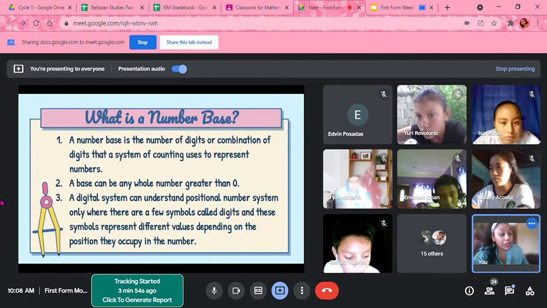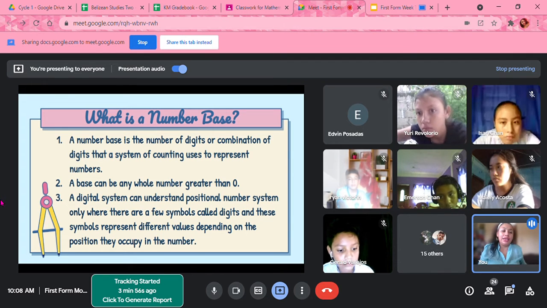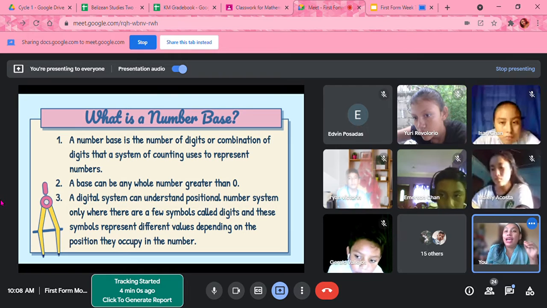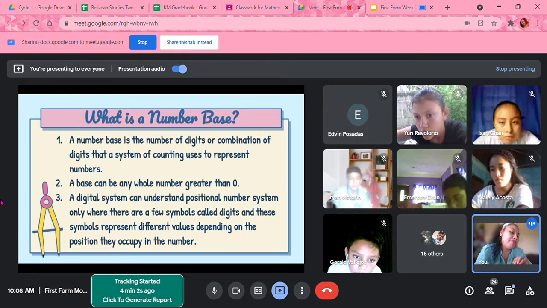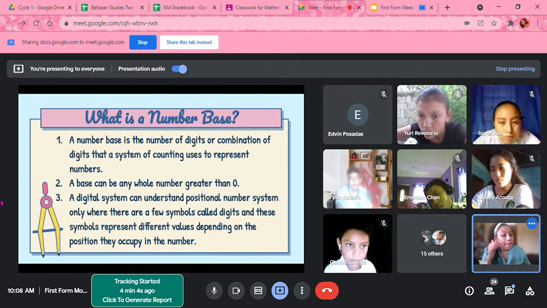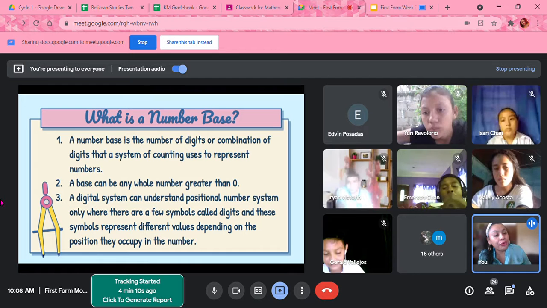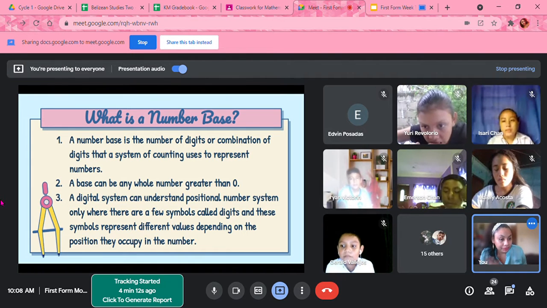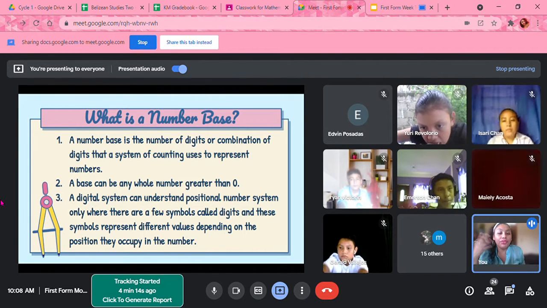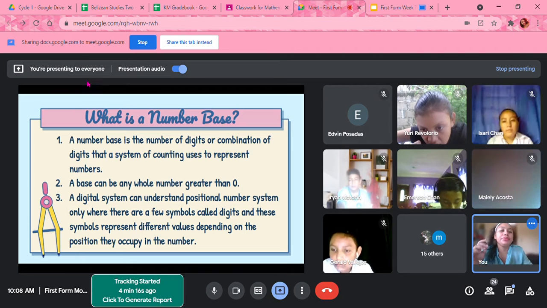So what does that mean? I can have base 5, I can have base 8, I can have base 7, I can have base 2, I can have base 16. I can have a base that is greater than 0. Alright? And we're going to talk about different bases.